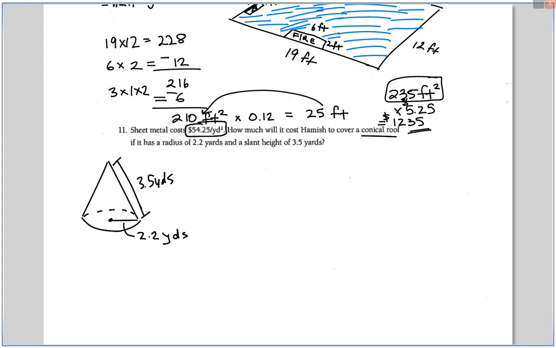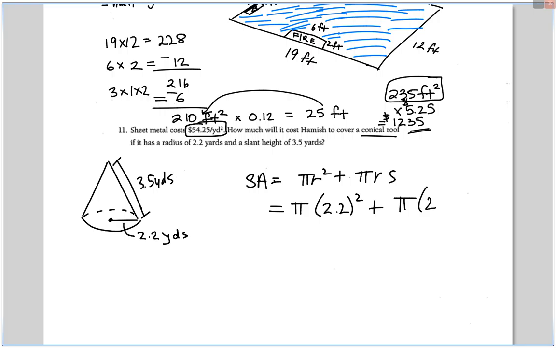And then here's the price. So once you get the surface area, just multiply by the price. So surface area would be pi r squared plus pi r s. So 2.2 squared times pi plus pi times 2.2 times 3.5. Type all this in as you see on a calculator. Scientific, of course. Use the pi button. Don't use 3.14. You end up with 39.4 roughly square yards.